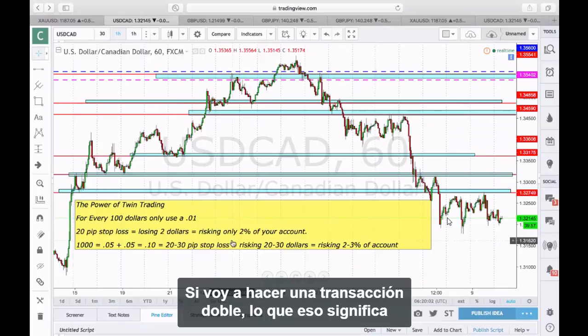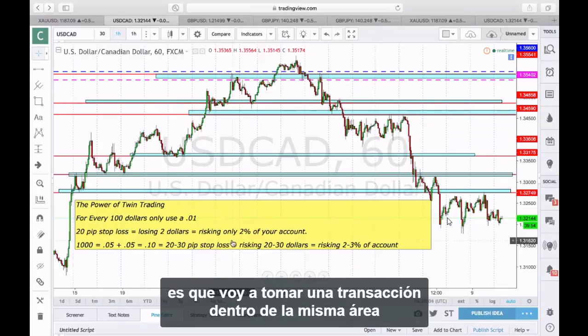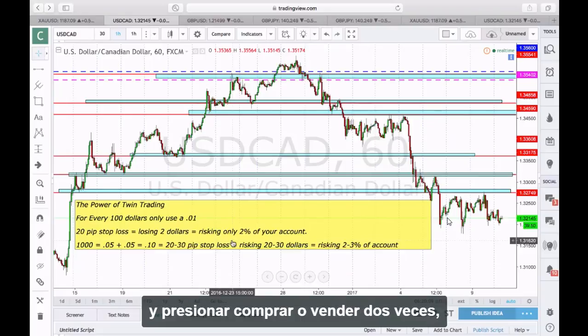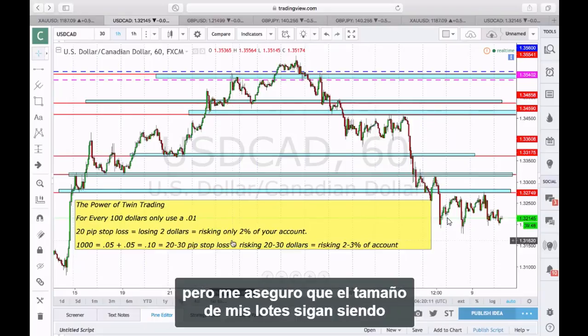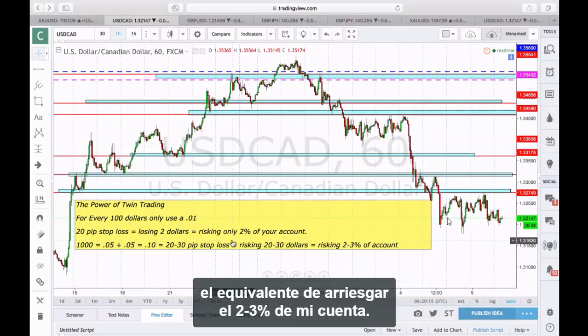Now, if I'm going to twin trade, what that means is I'm going to take a trade within the same area and press buy or sell twice, but make sure that my lot sizes are still the equivalent of risking 2 to 3% of my account.